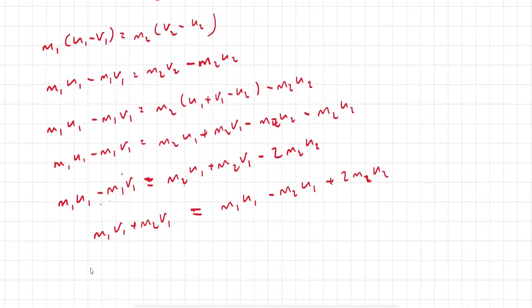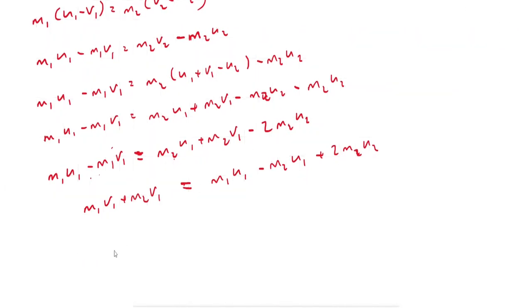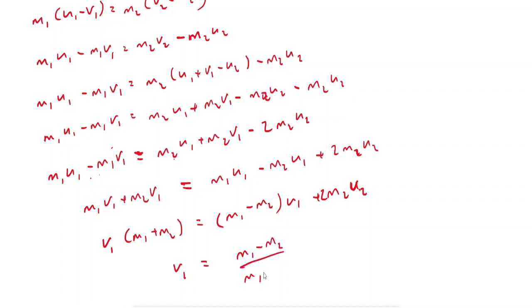At this stage, it should be quite easy for you to work these things around. If you look at this, I can summarize and say V1 times M1 plus M2 is equal to M1 minus M2, with brackets there, times U1, plus 2 M2 U2. So basically V1 is equal to M1 minus M2 divided by M1 plus M2, times U1, plus 2 M2 over M1 plus M2, times U2.